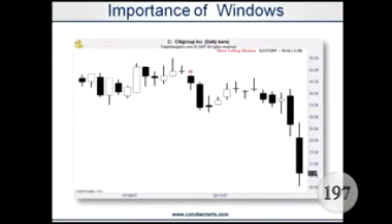Okay, here we have a falling window, and what do we have here? What do we have there? Okay, we have a window, but what do we have? A series of doji.